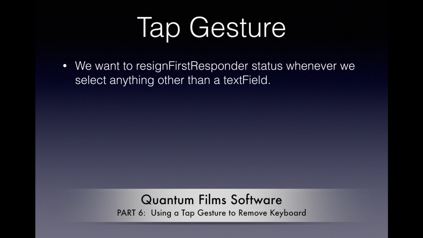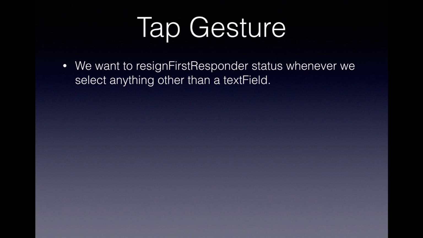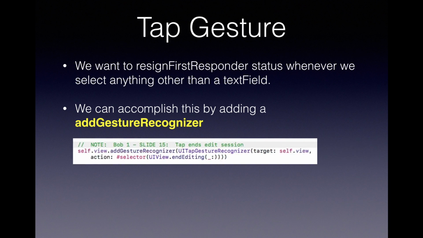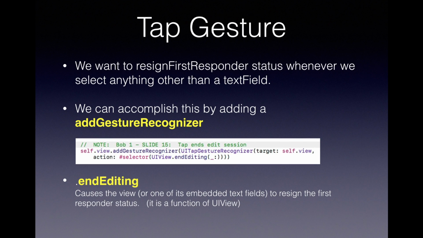Tap gesture is something that can be used to resign first responder status whenever we select anything other than a text field. And we can accomplish this by adding a gesture recognizer, which is just this very simple command, which is a function of the view. In other words, add gesture recognizer can identify a target action, and the target action we want to select is also a function of the UI view, and it's called end editing. End editing will cause one of its embedded text fields to resign first responder status.